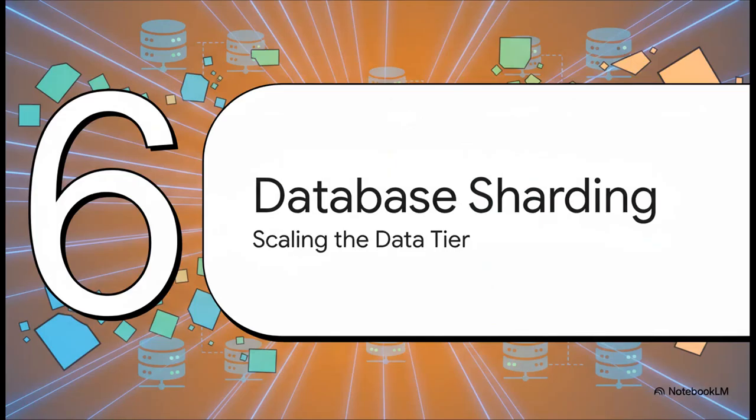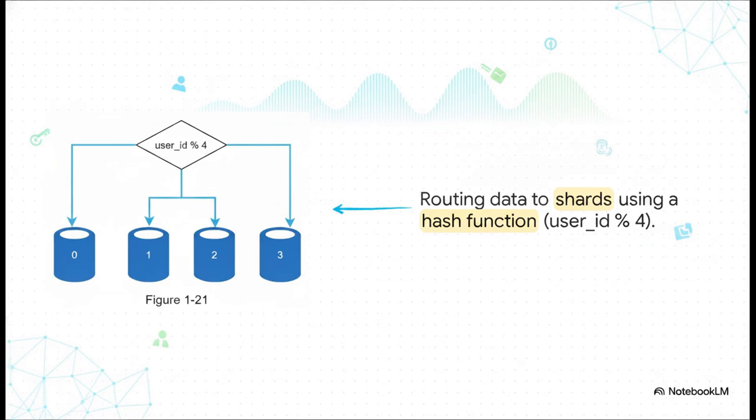Finally, Stage 6, database sharding. So you hit millions of users. Awesome problem to have. But eventually, even that fancy master-slave setup is going to hit a physical hardware wall. We have no choice but to slice up the data itself. Enter database sharding. We chop one massive database into smaller chunks, or shards.